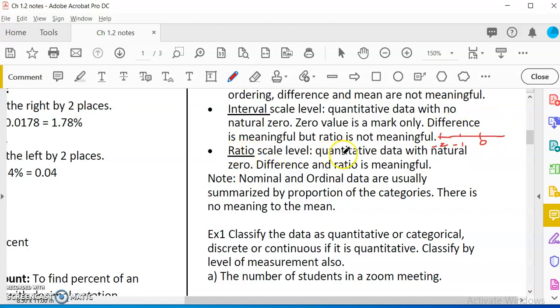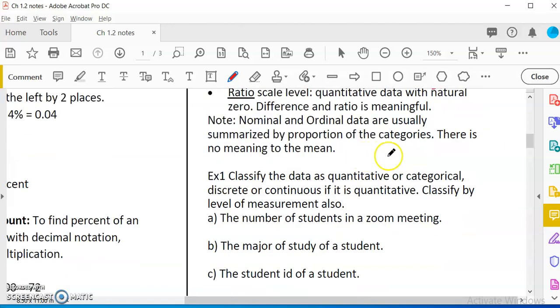Ratio level is describing quantitative data that has a natural 0. So how much do you earn? I earn $0. So that is 0. That means nothing. And so in this case, 0 actually means no measurement. How many siblings do you have? 0. That means nothing. Okay. So if a measurement is in ratio level, differences and times in ratio are both meaningful.